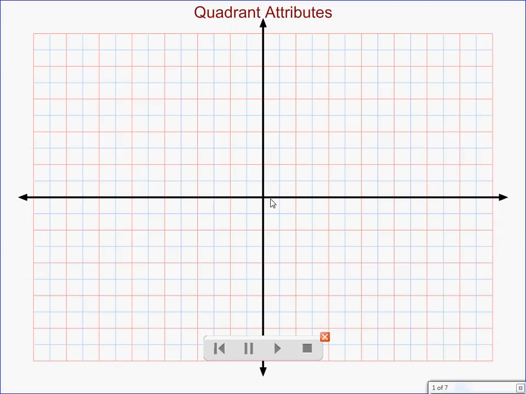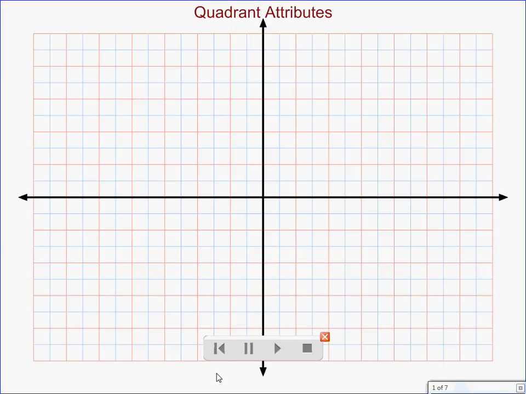From here, we have four areas that extend from the origin into infinity. Each one of these areas is known as a quadrant. There are four quadrants. Every point in each quadrant has the same attributes, meaning that the x value has the same sign and the y value has the same sign. So how do I know where to start?